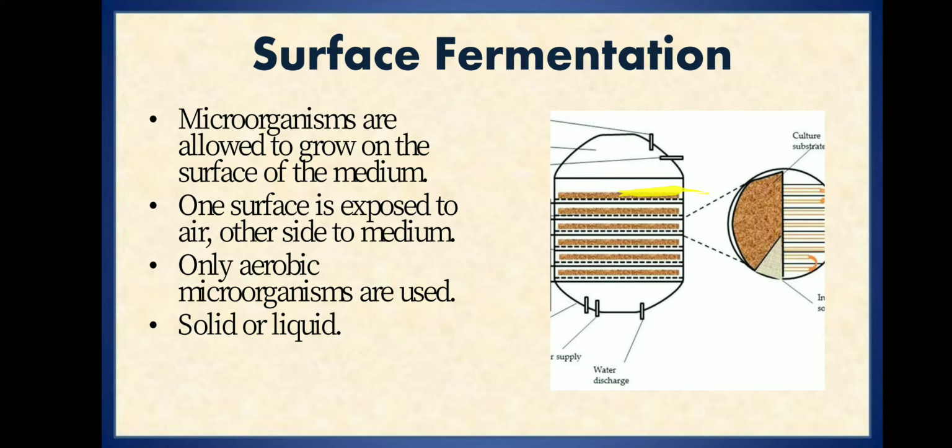During this time, the fermentation process will happen and the products are being formed, and the organism grows only on the surface of the medium. That is why it's called surface fermentation. It is usually done in shallow trays.